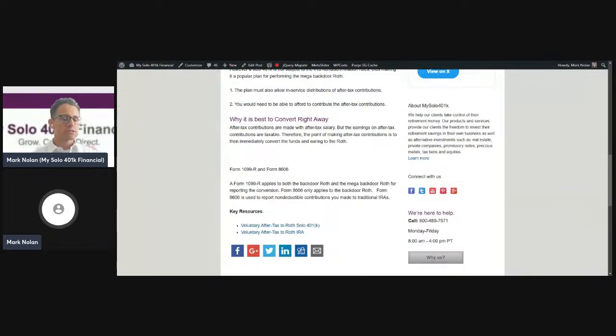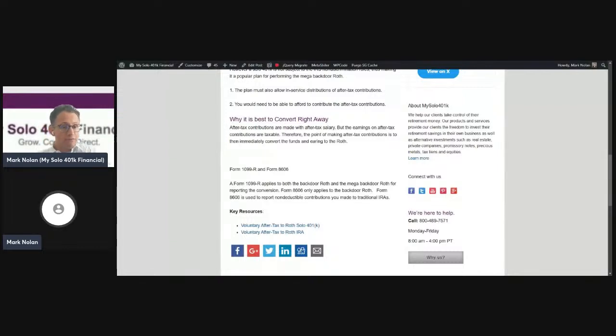Same example using the mega backdoor Roth. Let's say you open a solo 401k plan in 2025. You make the overall contribution limit of $70,000 to the voluntary after-tax solo 401k bank or brokerage account. Let's say you wait a few days or a week to convert, and now that contribution of $70,000 has increased to $72,000. Therefore, you have $2,000 in gains.